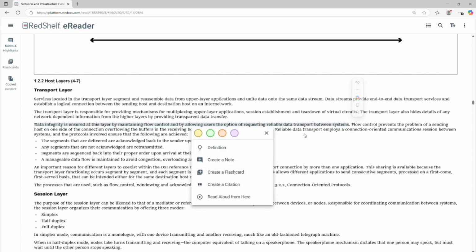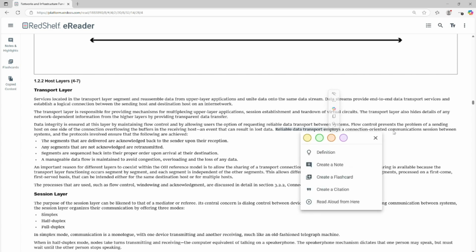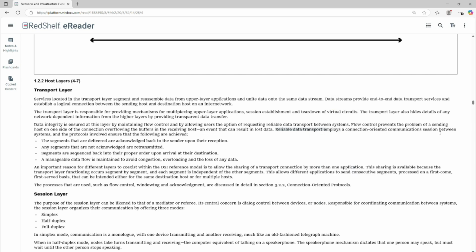Very important as far as security is concerned. And that also comes with reliable data transport, providing reliable data transport through connection-oriented communication, the TCP, which of course you're going to be seeing down the road as we proceed. The TCP.